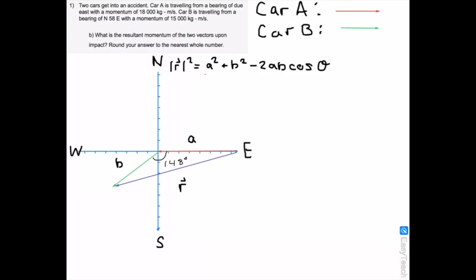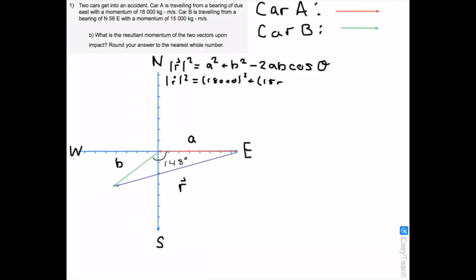So basically asking me to solve for the magnitude of the resultant vector, and I'm going to do that by applying cosine law. And I use cosine law because I have an isolated angle between two side lengths that I know the values of.